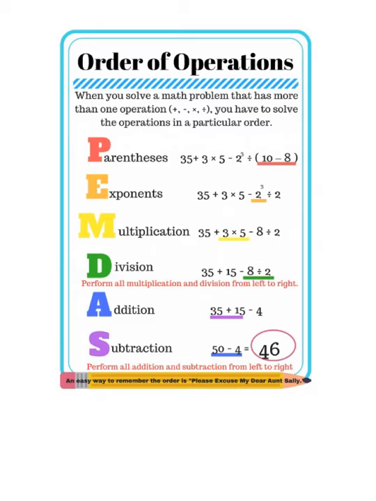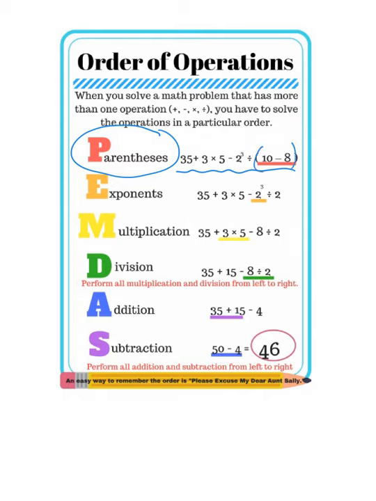Hi guys, today we're going to do a little review of order of operations. Order of operations is the order in which you perform different operations in a mathematical expression. So the first thing to be completed always is the parentheses. Okay, so if you had this expression, you would first simplify 10 minus 8.